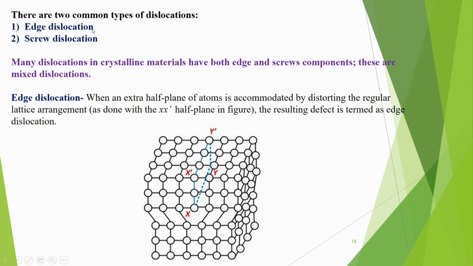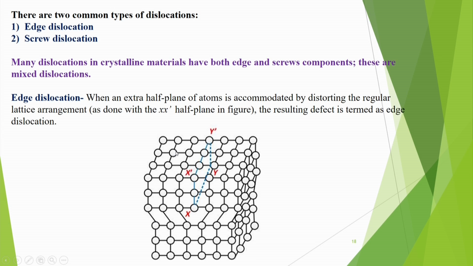One is called edge dislocation, the other is called screw dislocation. Many dislocations in crystalline materials have both edge and screw components. These are mixed dislocations. So edge dislocation means there is an extra half plane of atoms in the crystal structure. It is accommodated by distorting the regular lattice arrangement. You are seeing this type of phenomenon. This effect is called edge dislocation.